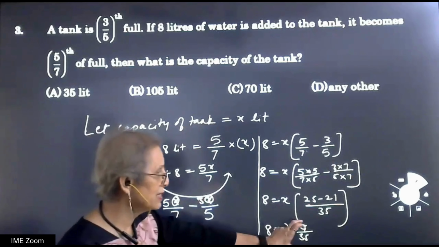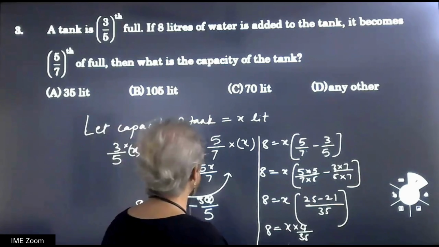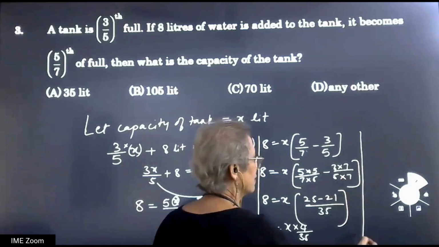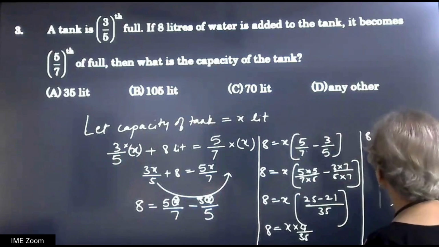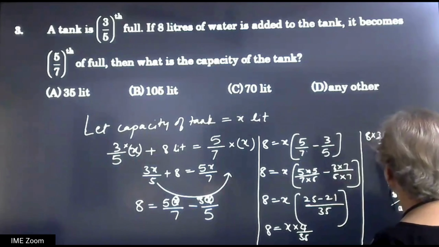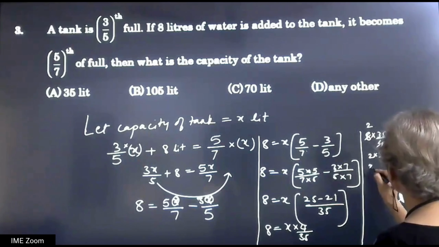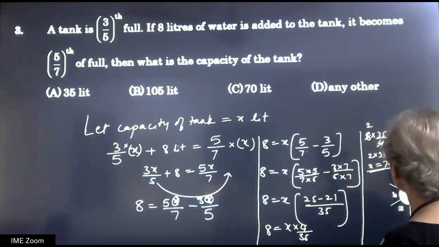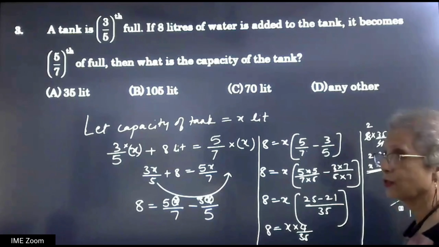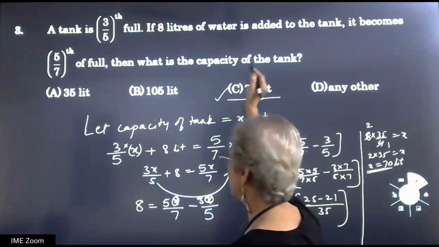Now again, like the previous sum, this fraction is to be taken to the other side. So we have to make the reciprocal and bring it there. So here it will be 8 into 35 upon 4 equal to x. And now cancel this: 4 ones are 4, 4 twos are 8, and then 2 into 35 is x. So x is 70. And what is this x? Liters. So 70 liters. So what's the answer? 70 liters. Option C.